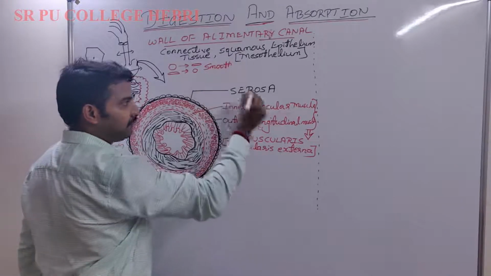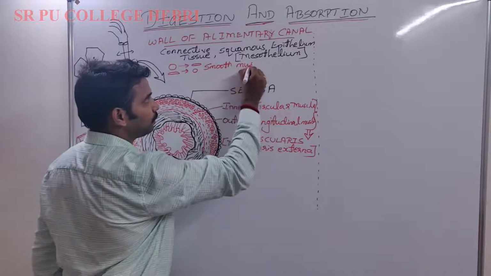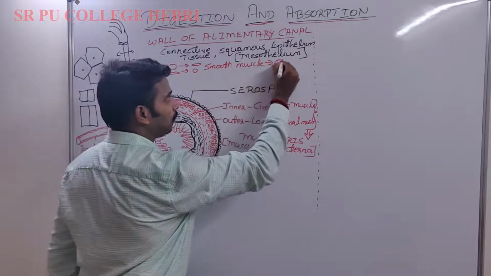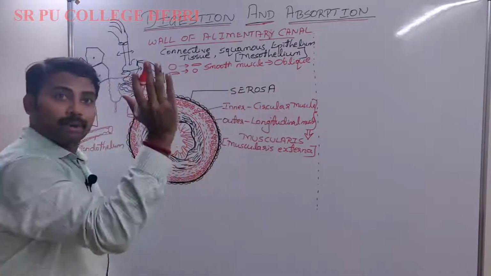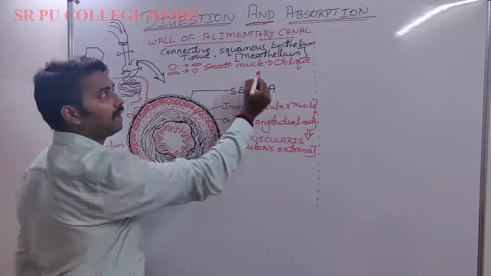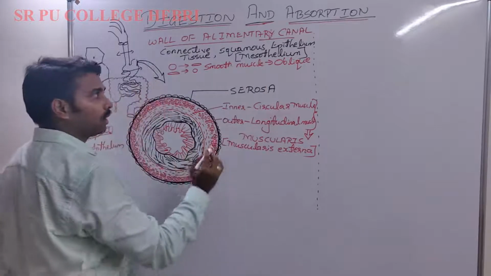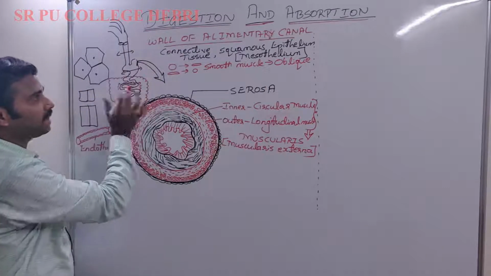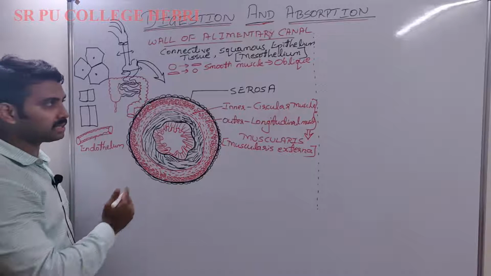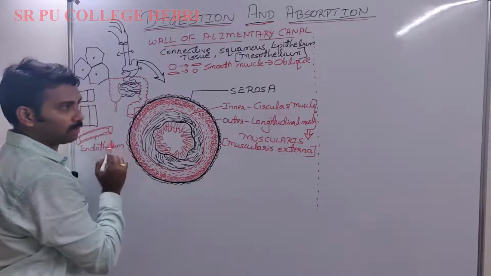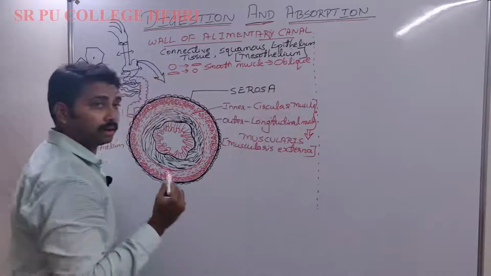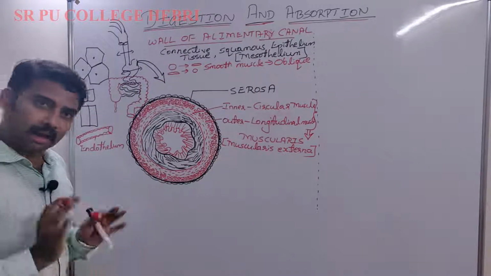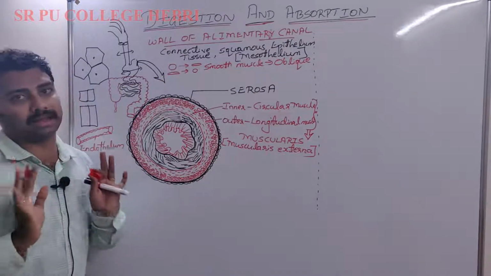In some region of the alimentary canal, along with two types of smooth muscle, you may also find oblique muscles also. ಹೇಗಿದೆ? muscles ಓರೆಯಾಗಿ ಇರುವ smooth muscleಗಳು. Okay, in some region of the alimentary canal, NCERT says, along with these two smooth muscles, that is circular and longitudinal, we may also find which one?